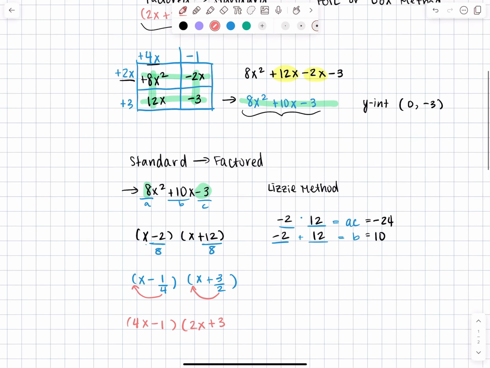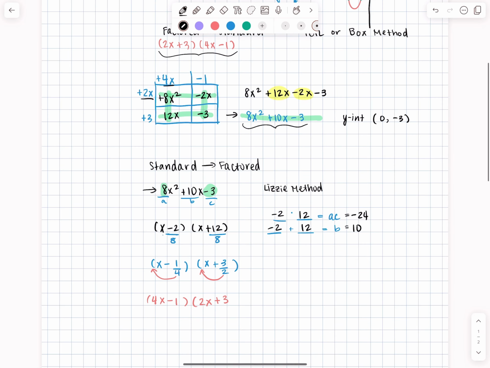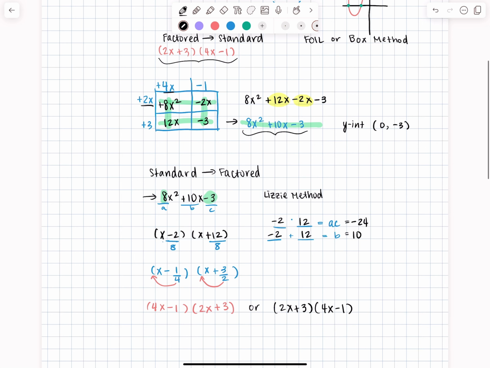And the order does not matter. I could write it as 4x minus 1 times 2x plus 3, or 2x plus 3 times 4x minus 1. It's because multiplication is commutative, so it doesn't really matter. So we have the same answer here and here. So that's factoring, a review of factoring.